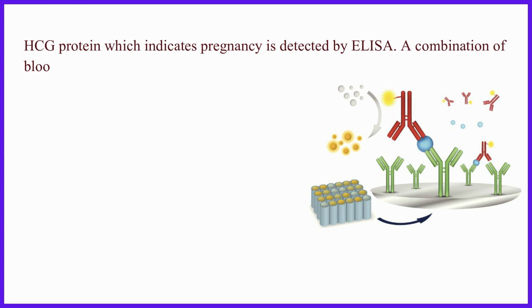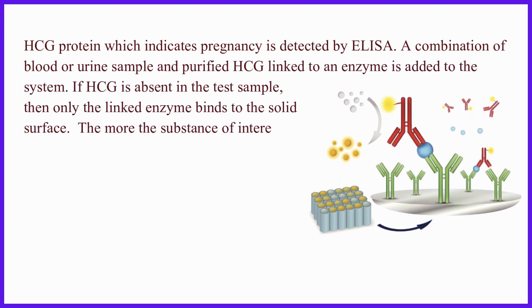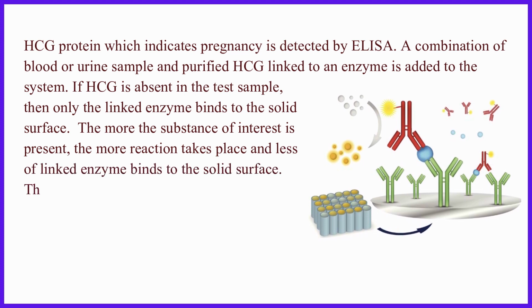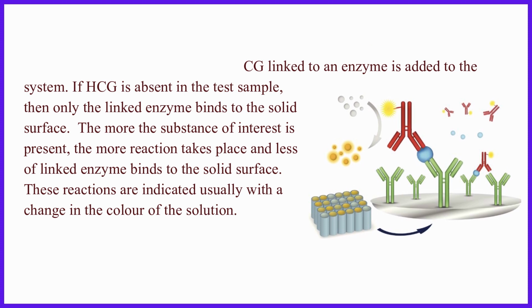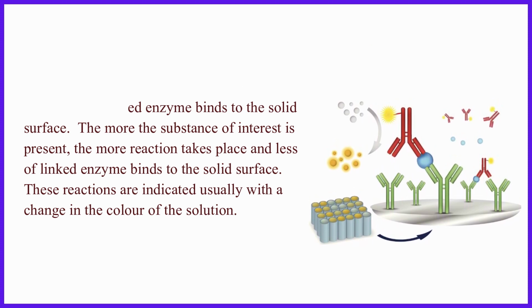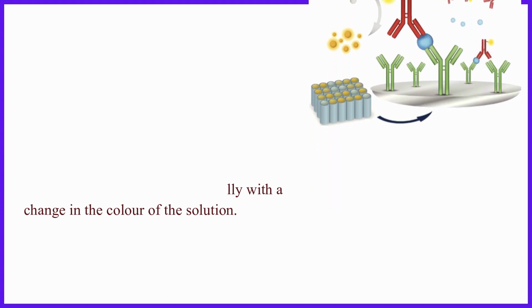HCG protein, which indicates pregnancy, is detected by ELISA. A combination of blood or urine sample and purified HCG linked to an enzyme is added to the system. If HCG is absent in the test sample, then only the linked enzyme binds to the solid surface. The more the substance of interest is present, the more reaction takes place and less of linked enzyme binds to the solid surface. These reactions are indicated usually with a change in the color of the solution.